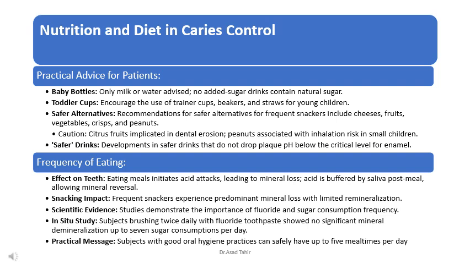Studies found brushing twice daily with fluoride paste can offset up to 7 sugary snacks daily. Practical advice: take good care of your teeth. It's okay to eat up to 5 meals a day. So, remember, drink smart, snack wisely, and take care of those pearly whites for a healthy smile.